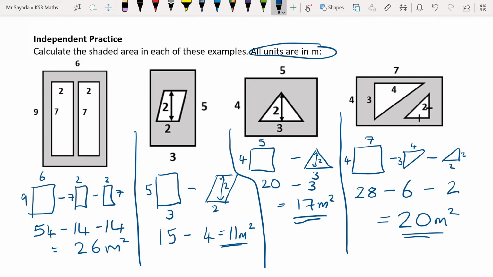You've now learned how to find the shaded area when one shape is cut out from another.